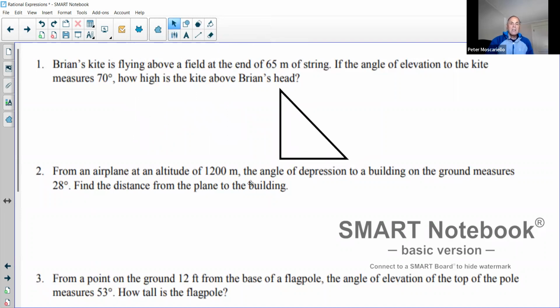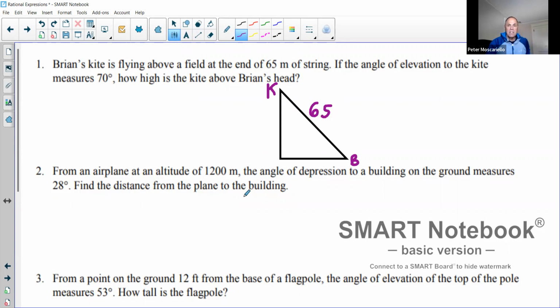All right, so what do we got? I guess the kite would be here, right? So let's make that K for kite. Where's Brian? Brian's here. This is the string. And this is nothing physical. This is just the height of the kite. And this is how far Brian is from directly below the kite. So it says the end of the string is 65 millimeters, not millimeters, idiot, 65 meters long. It's a long kite.